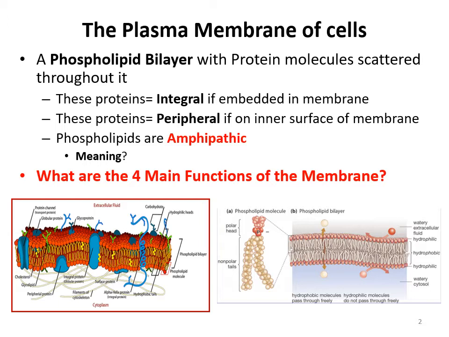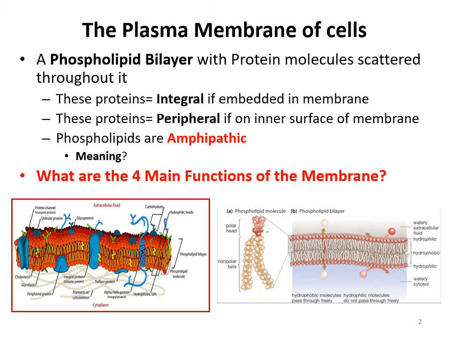It's important for transport. It's also important in communication because it will have receptors on it that allow it to communicate with other cells or molecules. Okay, so the third function is communication, and the fourth one is that the plasma membrane anchors the cell to other surfaces. So it's for attachment as well.